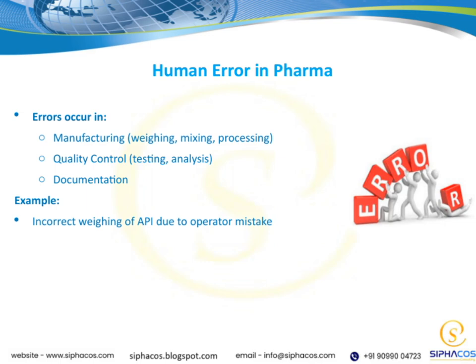To give a specific example, imagine an operator mistakenly weighing the active pharmaceutical ingredient, or API. That small mistake might seem minor at the time, but it could affect the final product's quality and safety. Recognizing these points helps us understand why minimizing human error is vital for maintaining high standards in pharma. It's a constant challenge, but one we must address to ensure patient safety and product integrity.